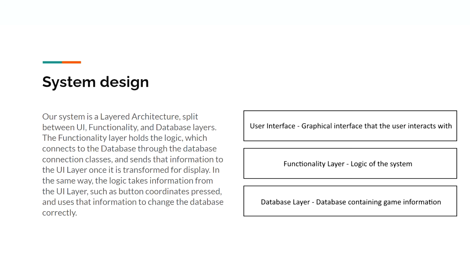In this design, the functionality layer really is the most important layer. It takes information from the database and allows it to be transformed in a way that it can be displayed correctly in the user interface. And it also takes information from the user interface, such as which button was pressed, and correctly formats it in a way that could be put into the MySQL database.